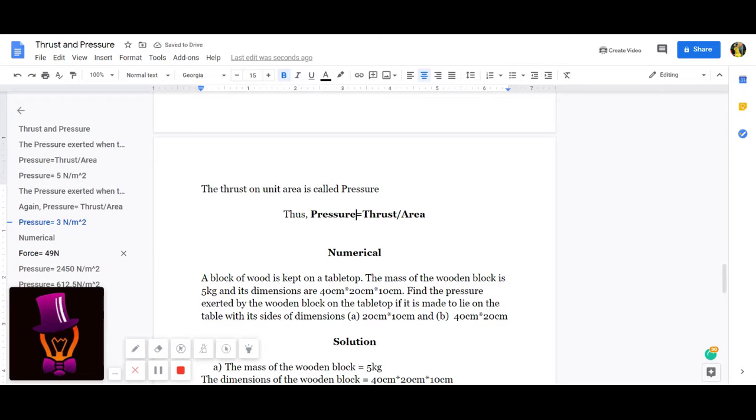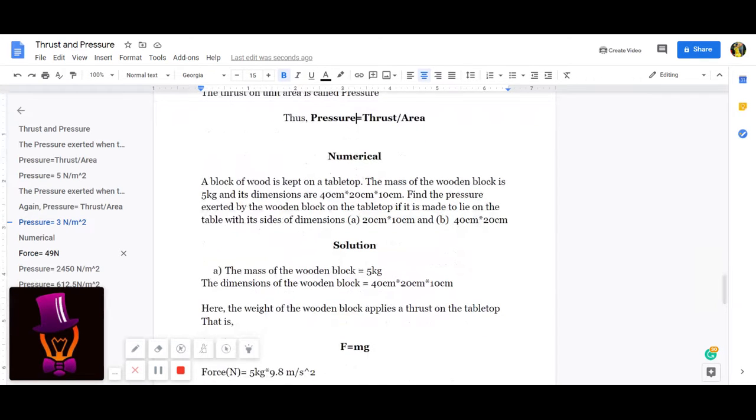Find the pressure exerted by the wooden block on the tabletop if it is made to lie on the table with its sides of dimensions part A 20 cm into 10 cm and part B 40 cm into 20 cm. So basically in this question we need to find the pressure exerted by the wooden block if it's made to lie on different dimensions. This is part A, which is 20 cm into 10 cm, and part B, 40 cm into 20 cm. They've given the mass of the wooden block, which is 5 kg.